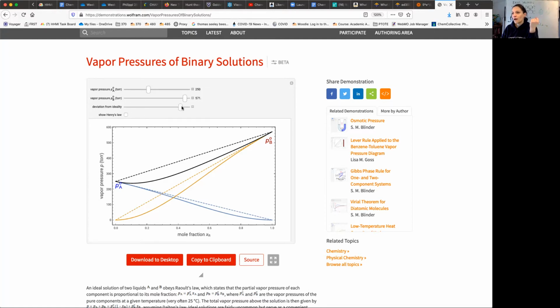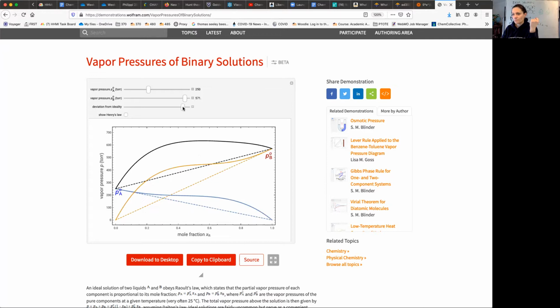Whereas a positive deviation from ideality shows that upon mixing, especially like right here, that's the highest deviation, you're going to have a higher vapor pressure, which means it's more volatile. So mixing these two things together is actually causing the solution to become more volatile, weaker intermolecular interactions, dominant repulsive forces. All right, last but not least, let's talk about Henry's law.